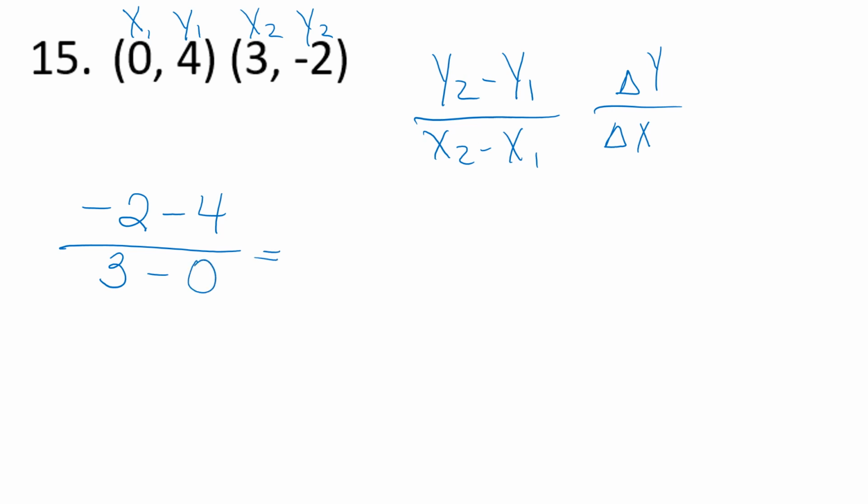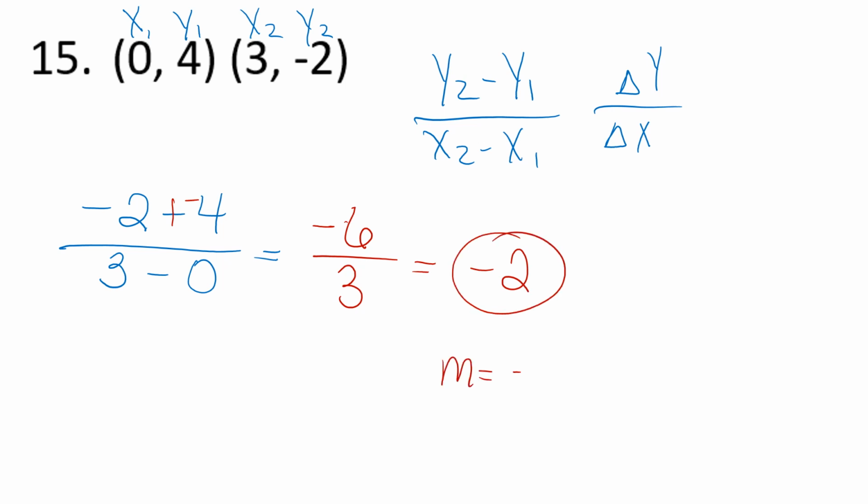Apply your integer rules. Minus sign tells me to add the opposite. Negative 2 plus negative 4 is going to give me a negative 6. 3 minus 0 is 3. This can be reduced, so I will divide 3 into negative 6, and that will give me a negative 2. So my slope is negative 2.